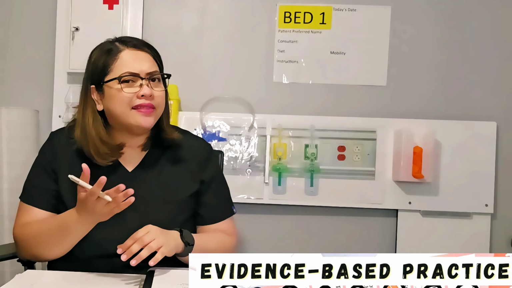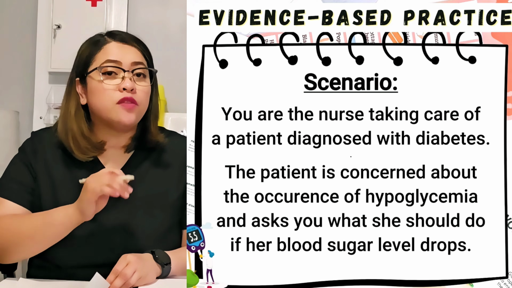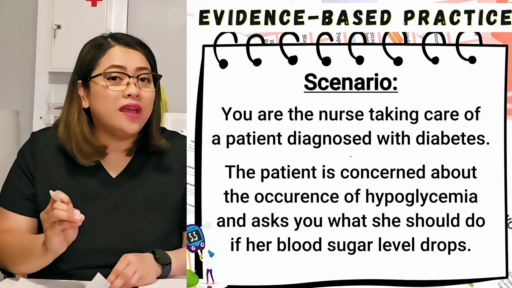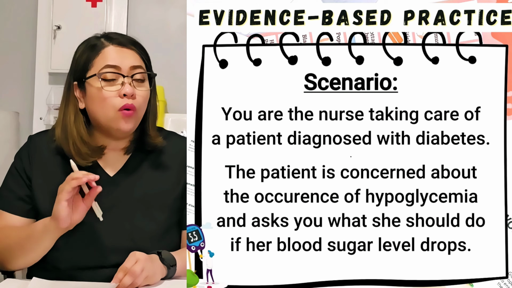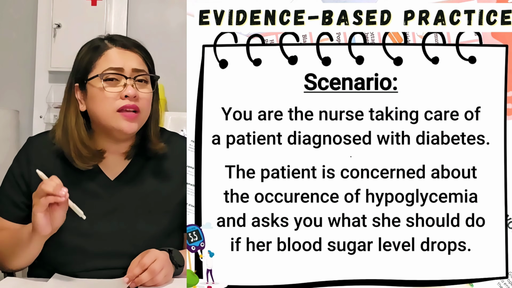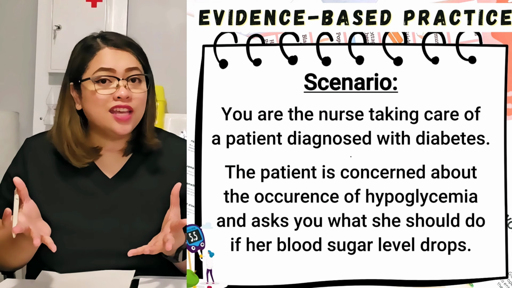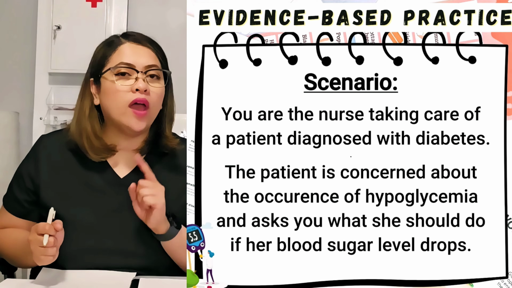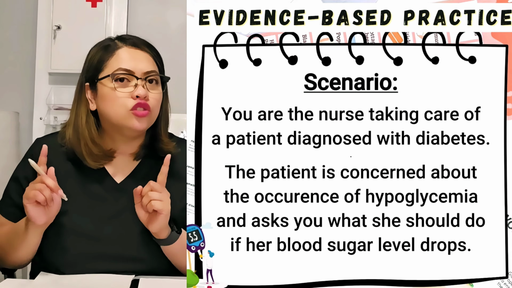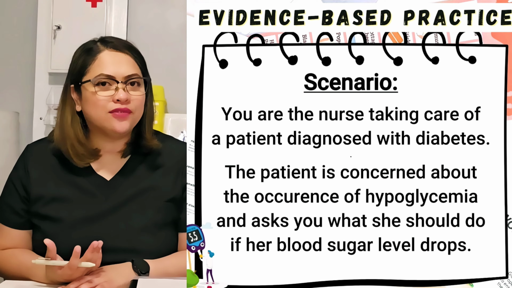So you will be given a lengthy scenario from the exam that revolves around something like this. The scenario goes like this: you are the nurse taking care of a patient who happens to be diagnosed with diabetes and is now on a tablet. However, your patient is concerned about the occurrence of hypoglycemia. So she's asking you what she should do when her blood sugar drops. Nurses, how are we going to write the answer for this?